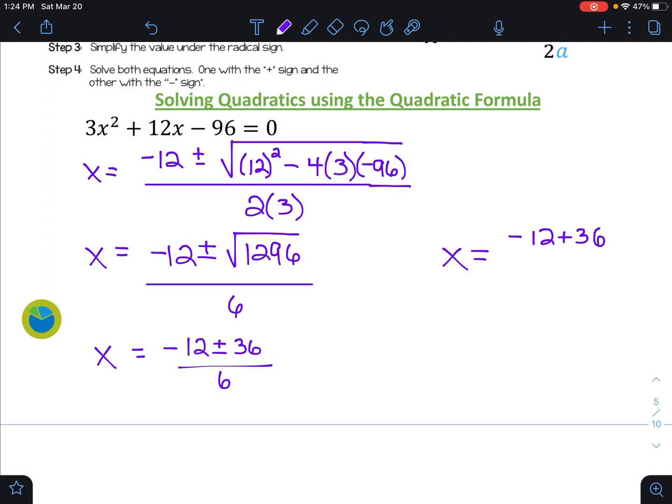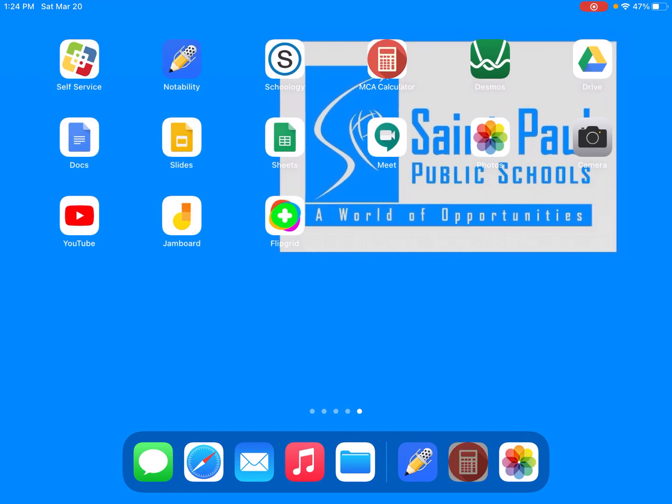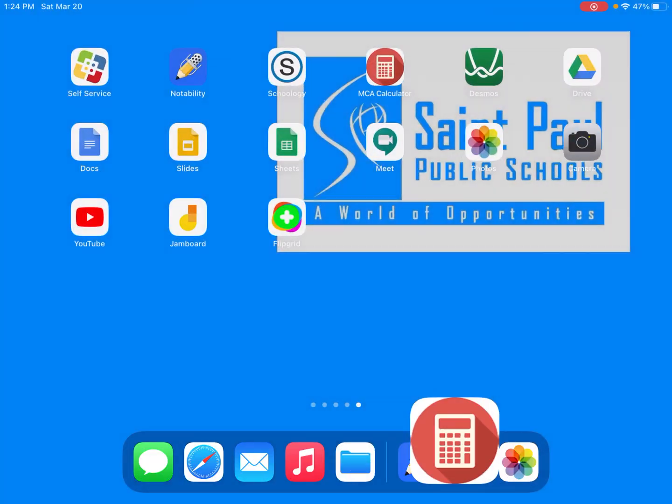I mean, maybe you could do that first if you wanted. And then negative 12 minus 36, make sure you hit enter there and then divide it by 6. Okay, so you might not write that whole thing out, but I'm just going to show you one time how that works. So negative 12 plus 36, you want to hit enter here, and now you're going to divide it by 6. So that would give me 4.